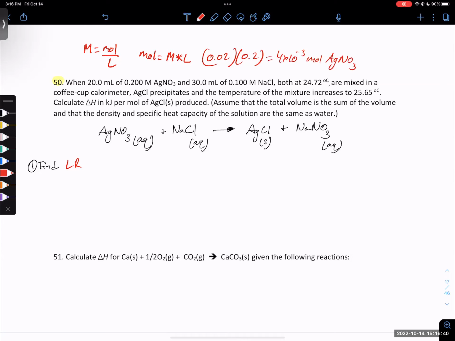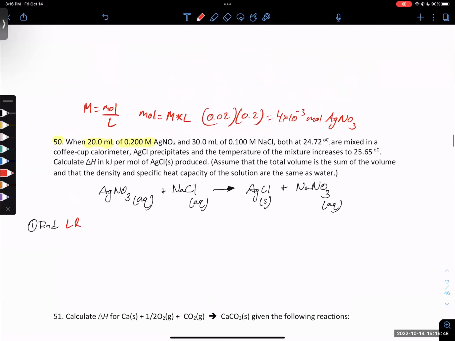How I got that number is I multiplied these two numbers together. Then I do the same thing for the next set of numbers. So same exact formula: 0.1 times 0.03, and I get 3 times 10 to the negative 3 moles of NaCl.